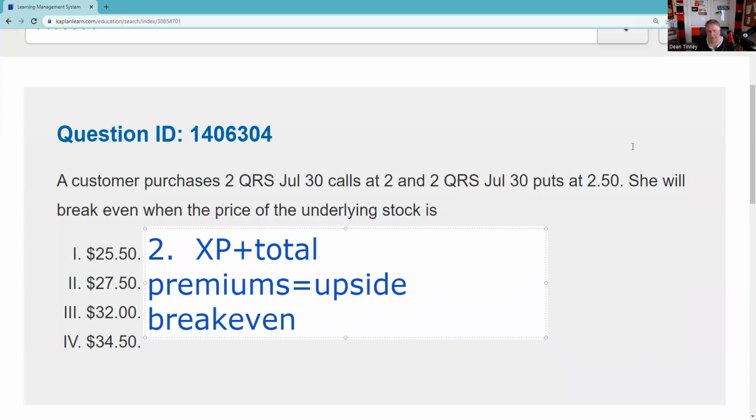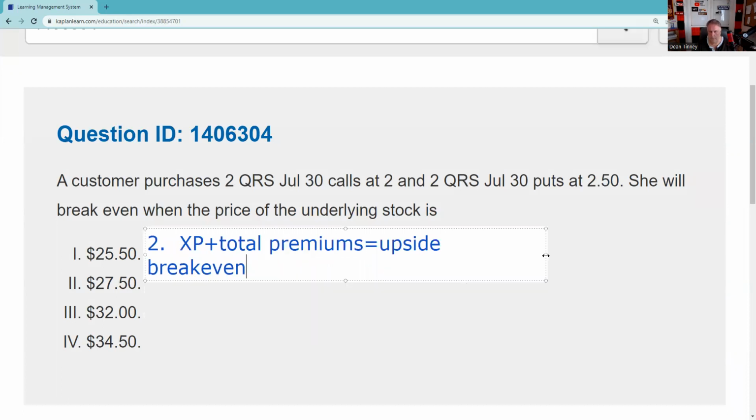Let's put it in a smaller font so we can fit it on the page here. On that one, we're going to take our strike price, which in this case is 30. We're going to add the total premium, which is 2 and 2.5, which is 4.5. And we get our upside break even of 34.5. As I said, that's the second of four things you have to be able to do on a straddle.